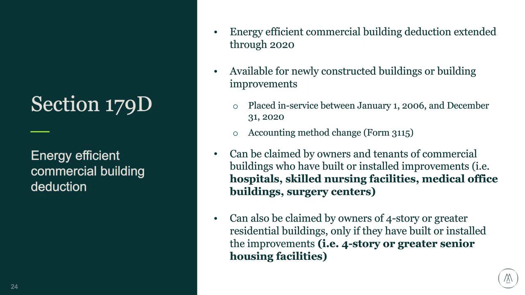So both building owners and designers can claim the deduction. More specifically, these categories include the owners and tenants of commercial properties, but only if they've built or installed the improvements. And specifically for the purposes of this webcast, commercial buildings would include hospitals, skilled nursing facilities, medical office buildings, and surgery centers. And then residential buildings would qualify if they're 4 stories or taller. So in this case, for senior housing facilities, they would qualify, but again, they have to be 4 stories or greater.